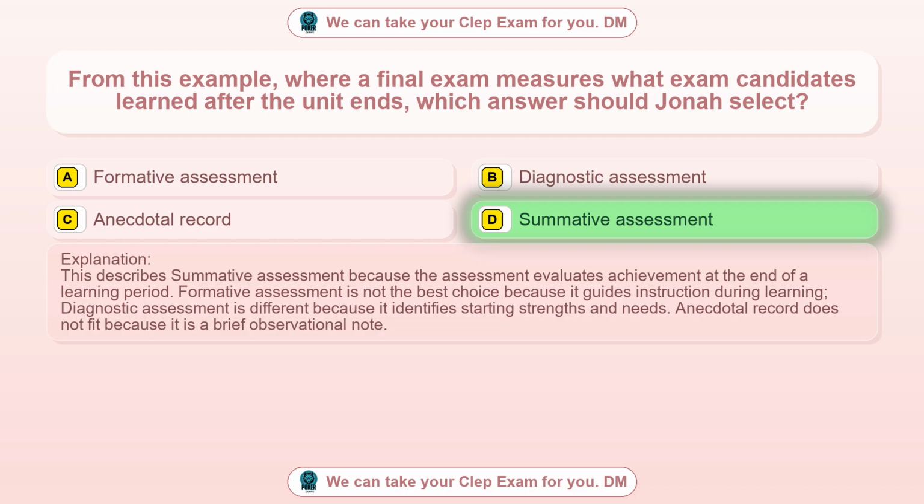This describes summative assessment because the assessment evaluates achievement at the end of a learning period. Formative assessment is not the best choice because it guides instruction during learning. Diagnostic assessment is different because it identifies starting strengths and needs. Anecdotal record does not fit because it is a brief observational note.